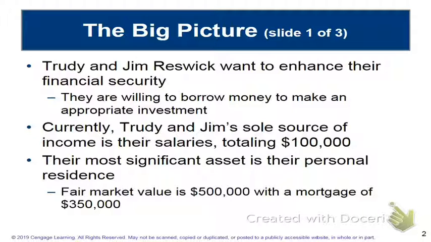Okay, so the big picture is that we're going to answer these, and these will be our examples. They want to enhance their financial security, so they're looking at 3 different options. You tell me if their numbers look a little funny, because together their income totals $100,000, but their house has a mortgage of $350,000. It seems like a high mortgage for $100,000, but that might just be me. The fair market value is $500,000, so the house has appreciated, so that's good.